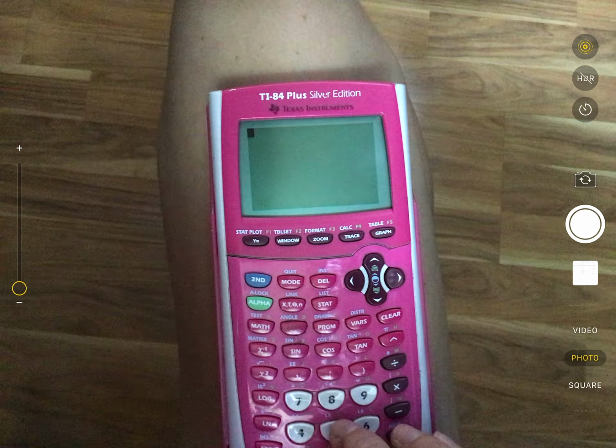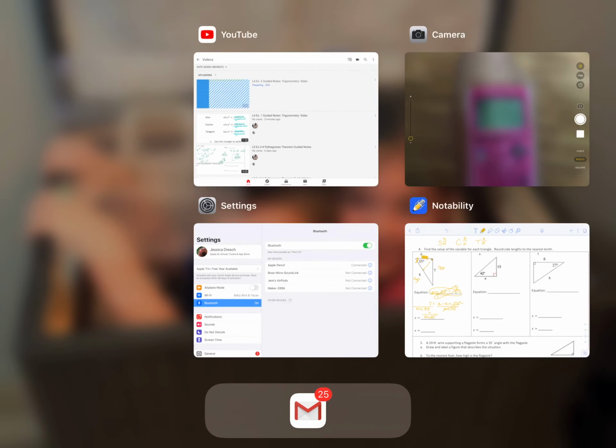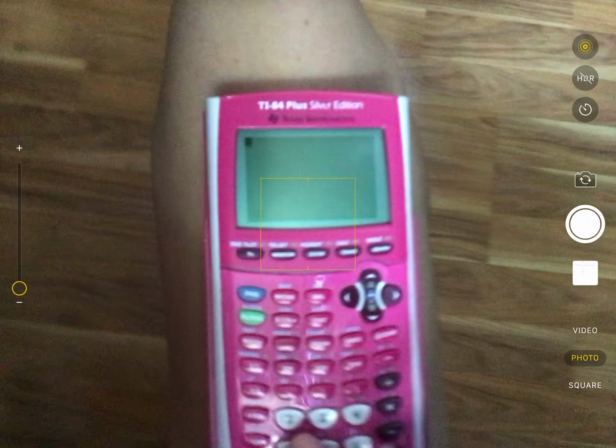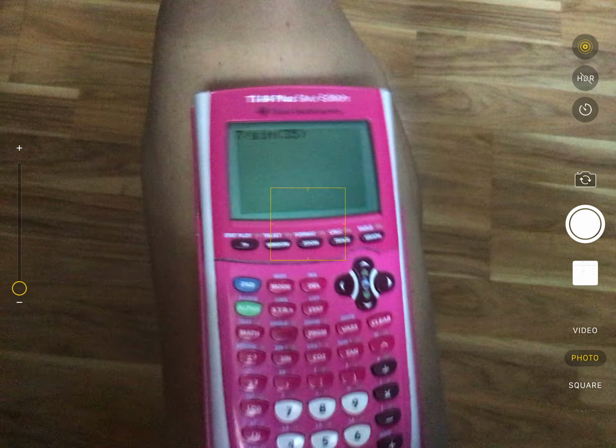Can I not delete that? What am I doing? So again, I forgot what I was doing. 7 divided by sine of 35. Okay, 7 divided by sine of 35.